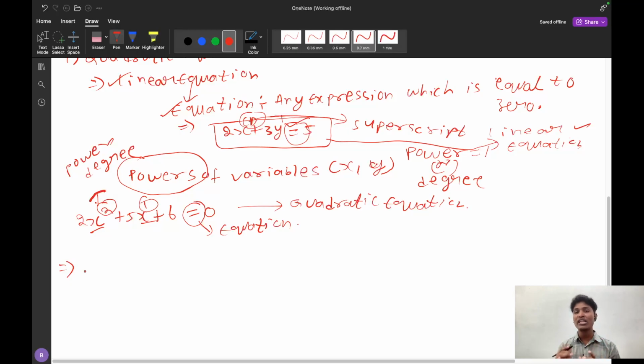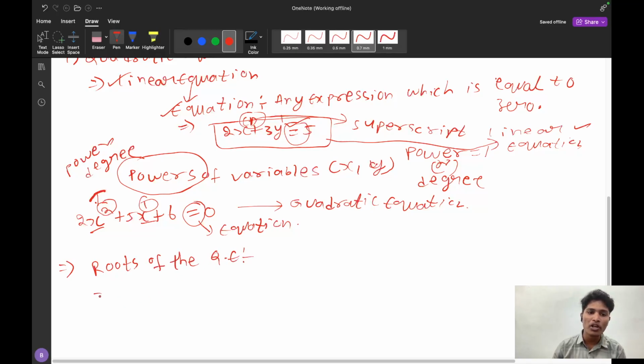If the equation has the equal to sign as well as the highest power or degree of the variable as 1, then it is said to be a linear equation. And if the power or degree is equal to 2 and it has an equal to sign, then it is said to be a quadratic equation. And now we are going to find what the roots are. What are the roots of the equation? Roots of the quadratic equation.